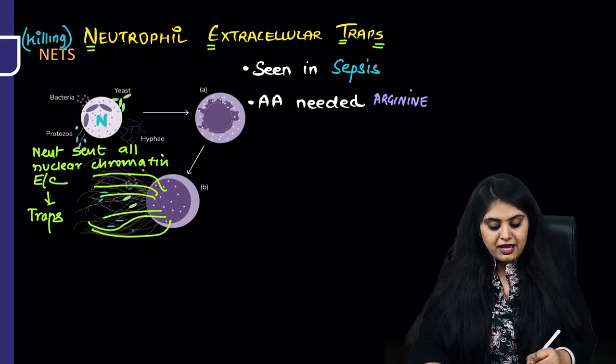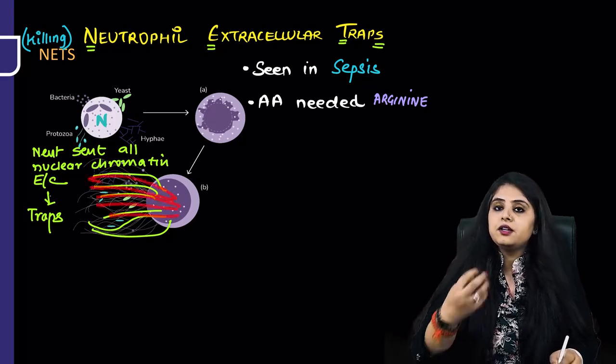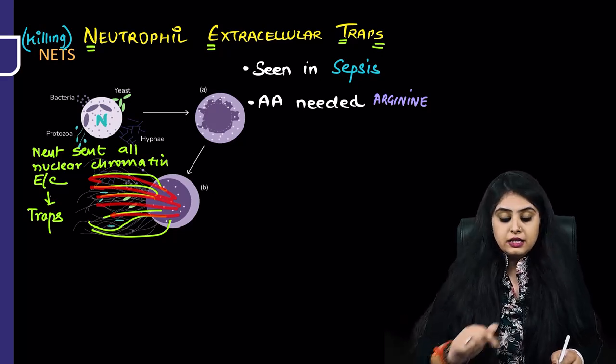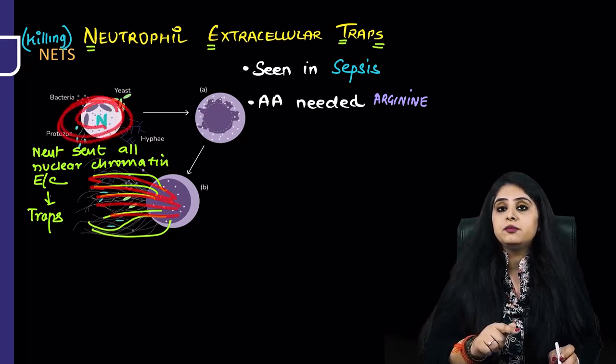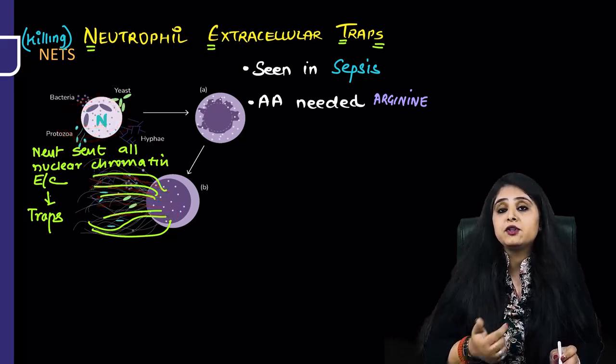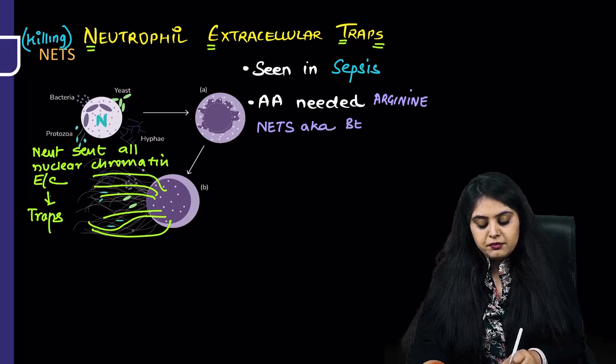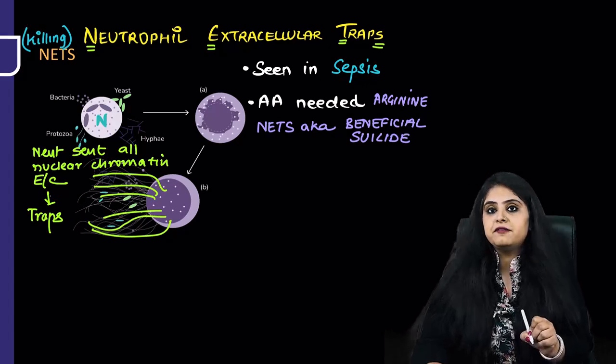Now just imagine, a cell has sacrificed its entire nucleus for you. This means the cell has basically committed suicide. The neutrophil commits suicide. For whose benefit? For our benefit, for killing the bacteria. So can I say that neutrophil extracellular traps is also known as beneficial suicide, which basically means that it is committing suicide but for our benefit, right?